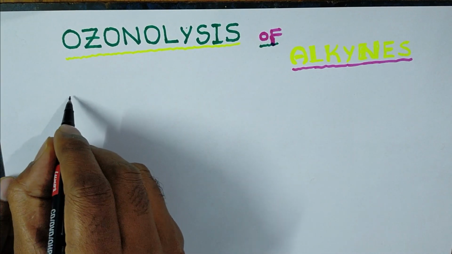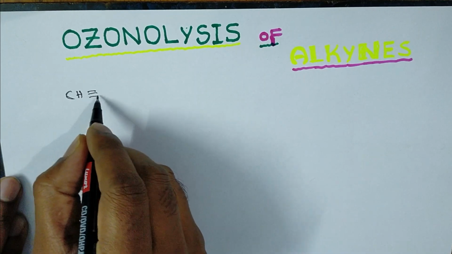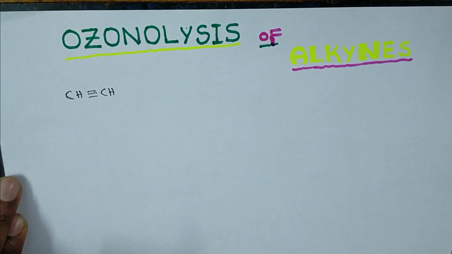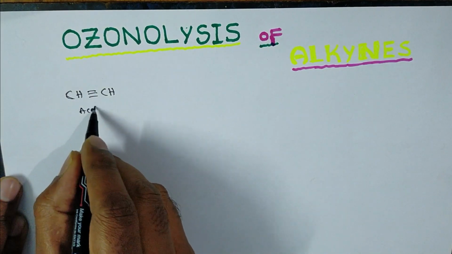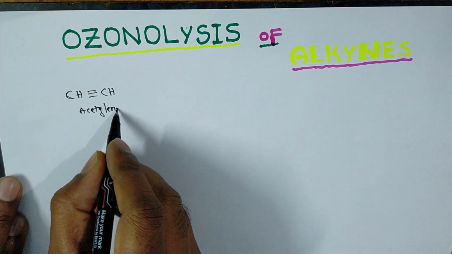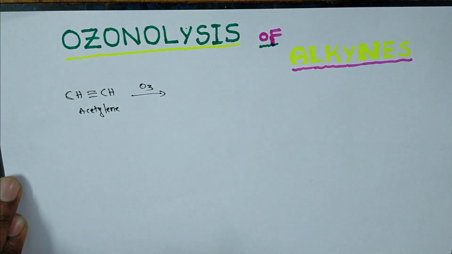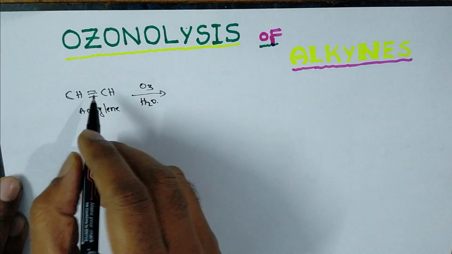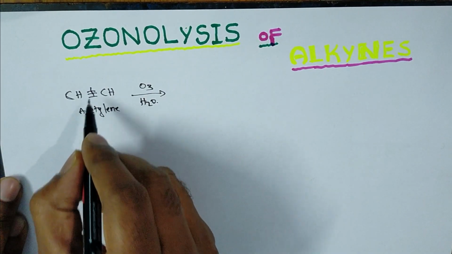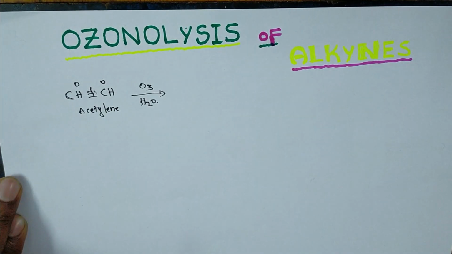Alkyne, take acetylene, CH triple bond CH. This is acetylene. Acetylene on ozonolysis. So break this bond. Break this bond and put oxygen on each carbon.